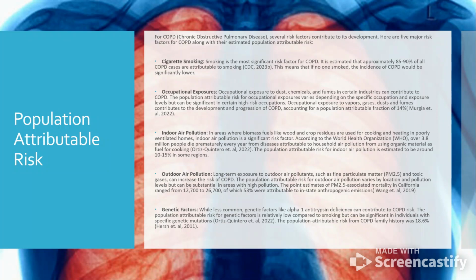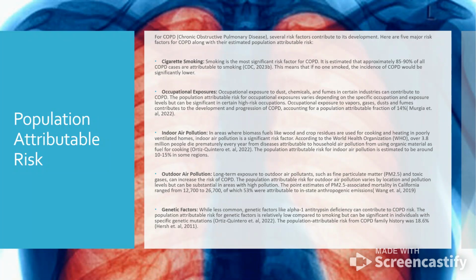Indoor air pollution in areas where biomass fuels like wood and crop residues are used for cooking and heating in poorly ventilated homes. Indoor air pollution is a significant risk factor. According to the World Health Organization, over 3.8 million people die prematurely every year from diseases attributable to household air pollution from using organic material as fuel for cooking. The population attributable risk for indoor air pollution is estimated to be around 10 to 15% in some regions.